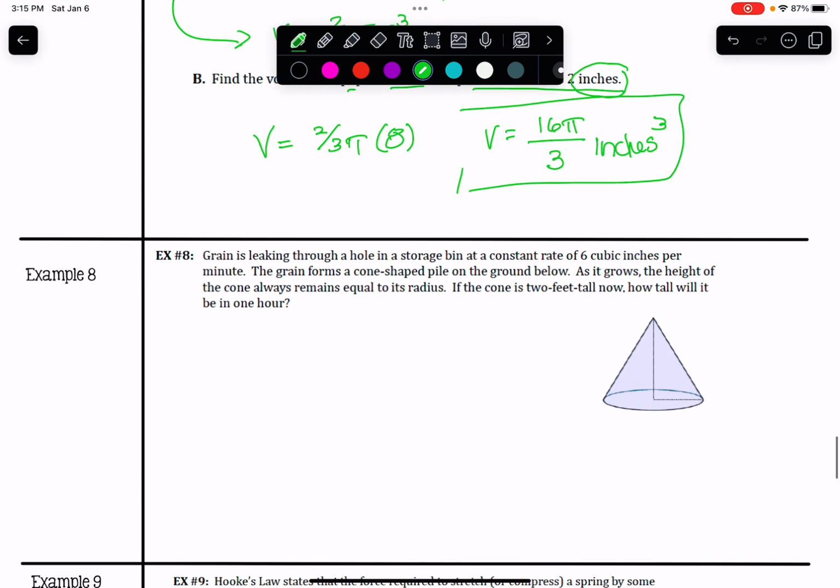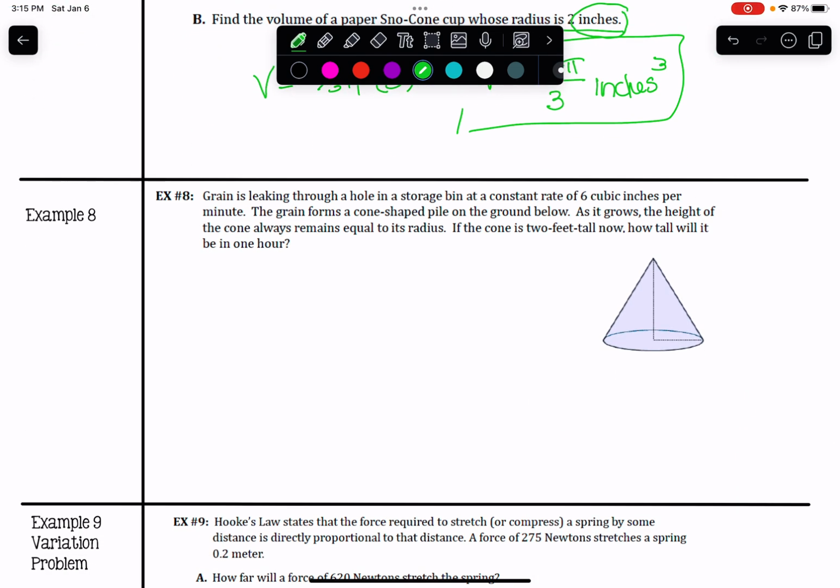Let's look at example 8. Grain is leaking through a hole in the storage bin at a constant rate of 6 cubic inches per minute. So that's the volume that the grain is leaking. Now that's a rate, okay? The grain forms a cone-shaped pile on the ground. So here is the storage bin, and it's going down there. As it grows, the height of the cone always remains equal to the radius. So we can write that H equals R. If the cone is 2 feet tall now, how tall will it be in 1 hour?